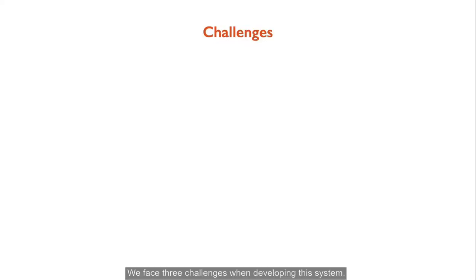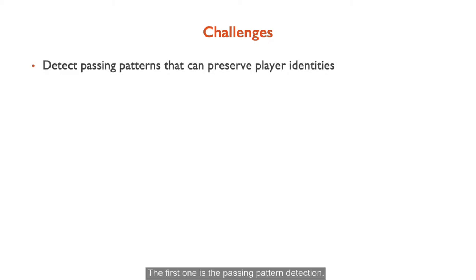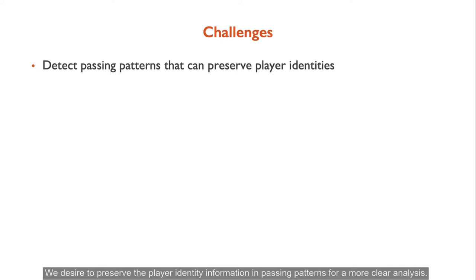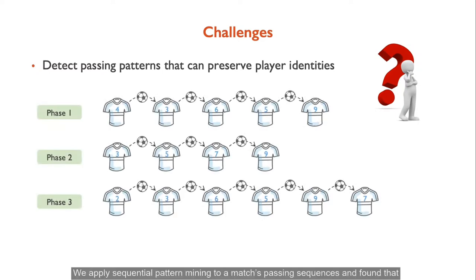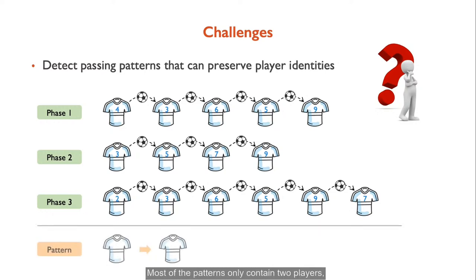We face three challenges when developing this system. The first one is the passing pattern detection. We desire to preserve the player identity information in passing patterns for more clear analysis. However, this is quite challenging according to our test. We applied sequential pattern mining to match the passing sequences and found that most of the patterns only contain two players, which is not informative for analysis.